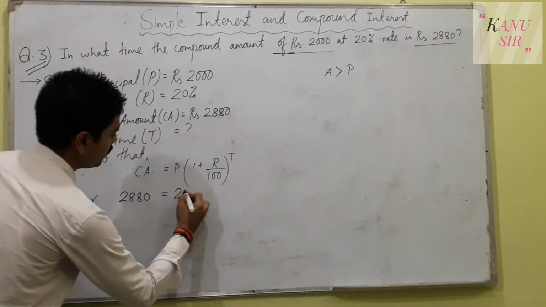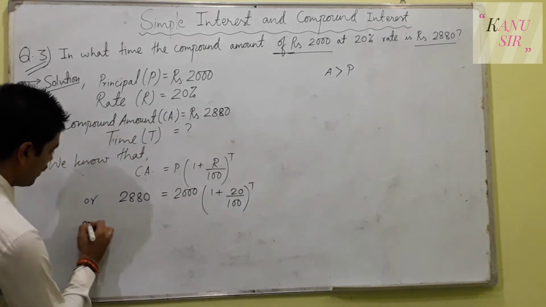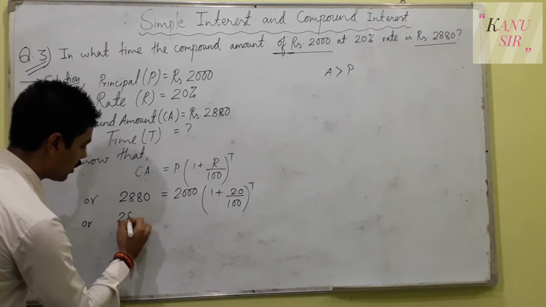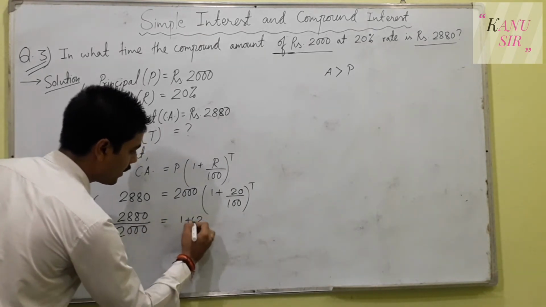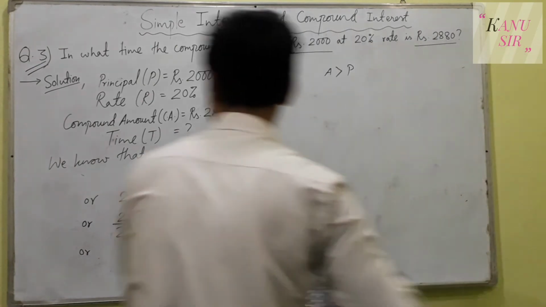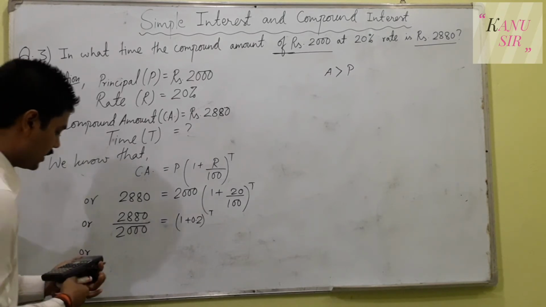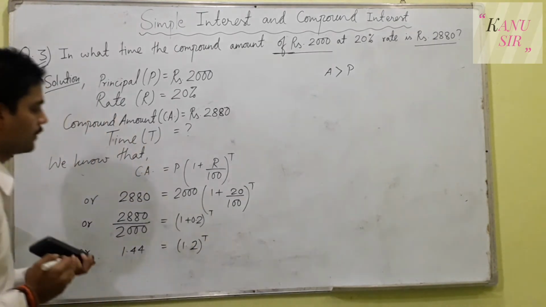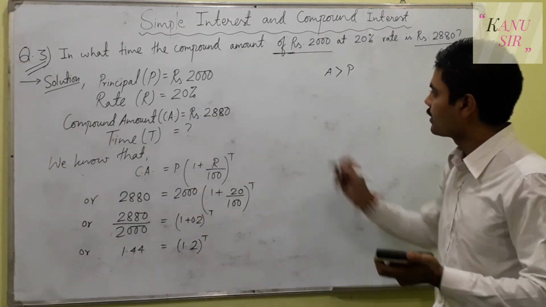Now by using the compound amount formula, P times 1 plus R upon 100 power T, because there is no condition given for annually or semi-annually or half-yearly or monthly, so we must understand it is annually. Hence compound amount is rupees 2880 equals principal 2000 times 1 plus R, 20 upon 100, to the power T. To simplify it very easily, put the numbers which you know on one side. That is 2880 divided by 2000 is equal to 1 plus 20 by 100, you can write 0.2, power T. Now by using calculator, 2880 divided by 2000 will get 1.44, which is equal to 1.2 power T.